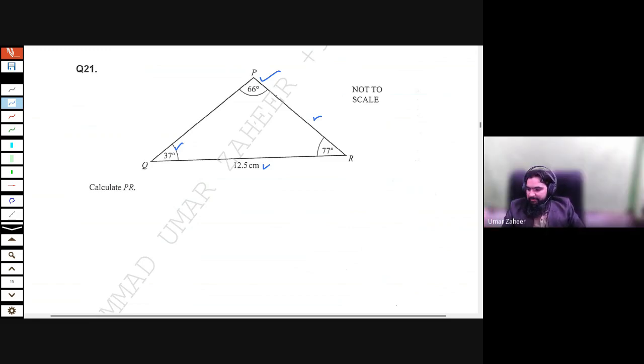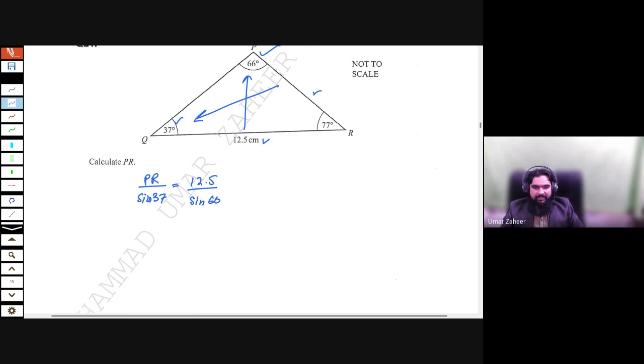So we have to find PR, so you have to start from PR. PR divided by sine of its opposite angle, that is 37, is equal to the side, that is 12.5, divided by sine of its opposite angle, that is 66. So you will have to use the sine rule: side divided by sine of its opposite angle.